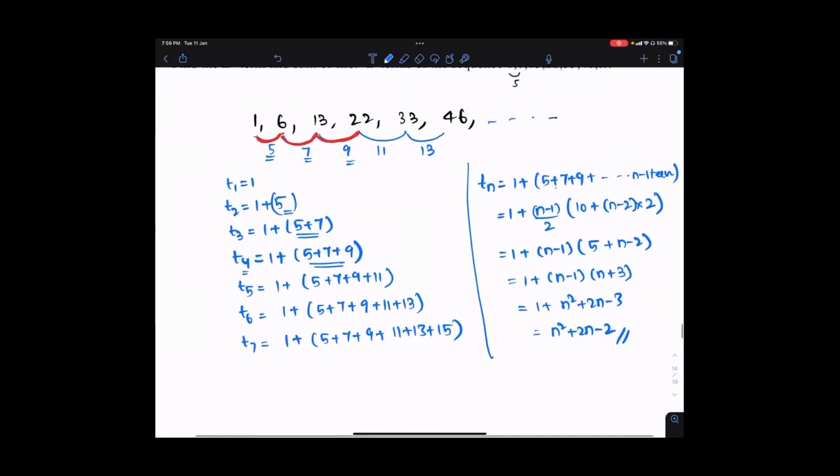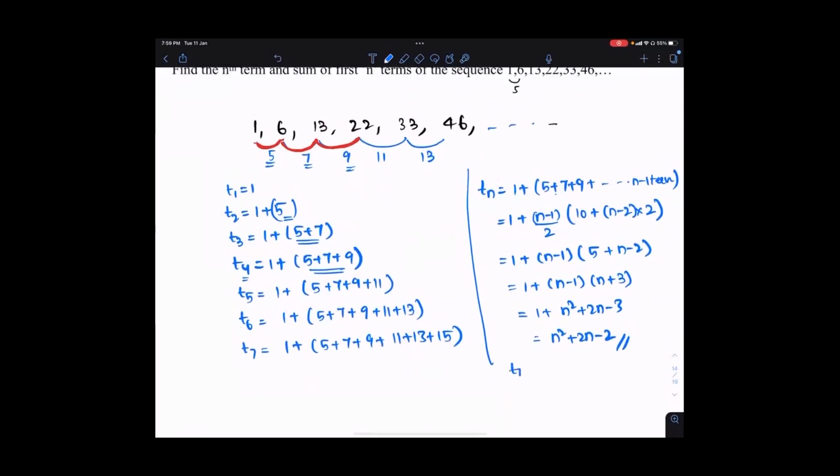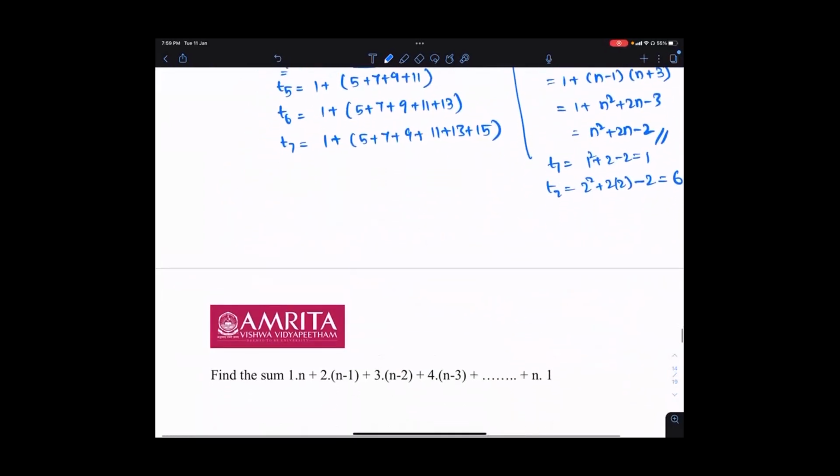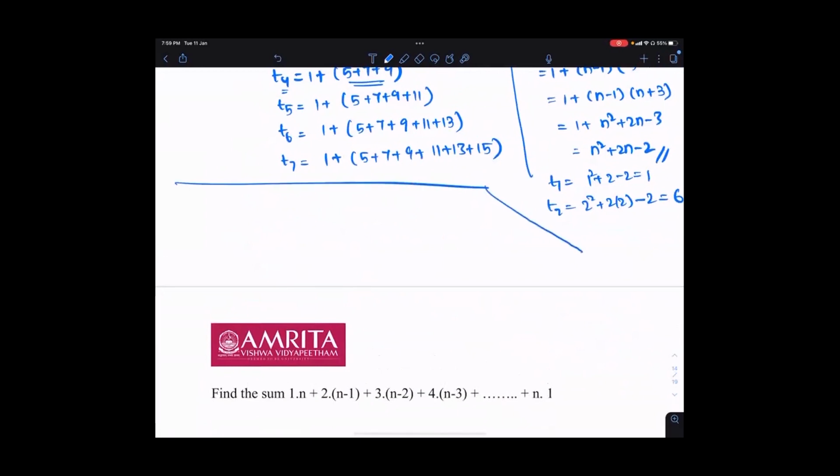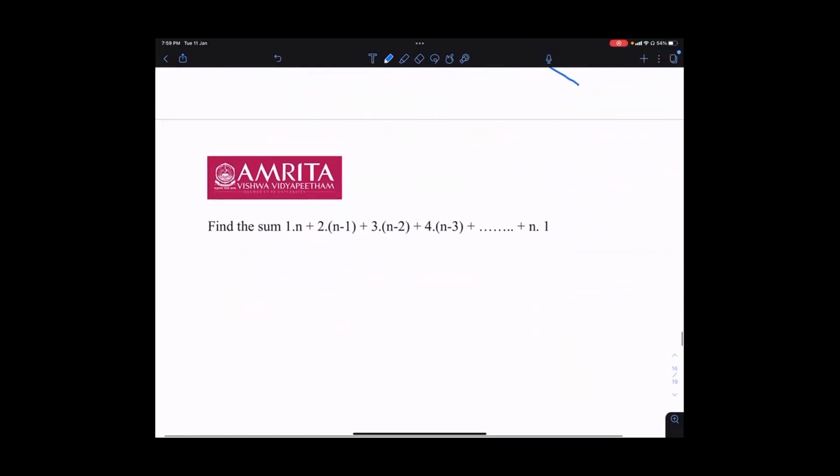Okay. Because if you put 1, you get 1 plus 2 minus 2, which is 1. If you put 2, you get 2 square plus 2 into 2 minus 2, which is 6. You will get that one. Now, once you have the nth term, how to find the sum of n terms? This is one last concept. It will take 1 minute. After that, I'll end the class, guys. But pay attention, because the next question also I'm giving for homework. This sum you need to find.